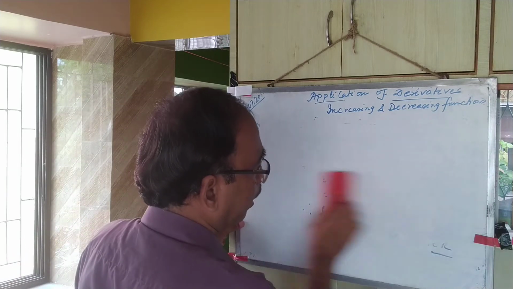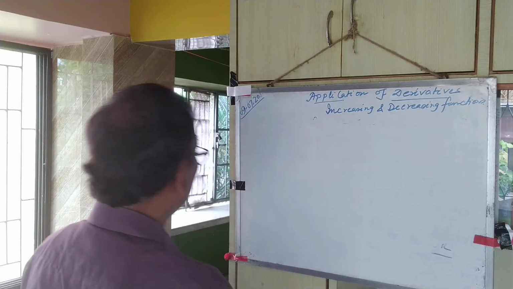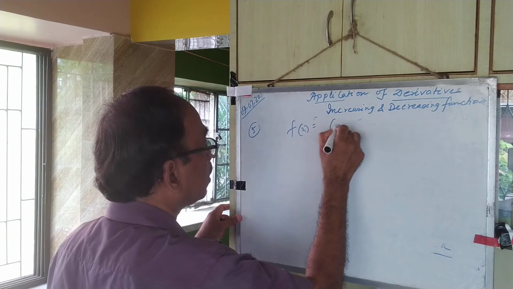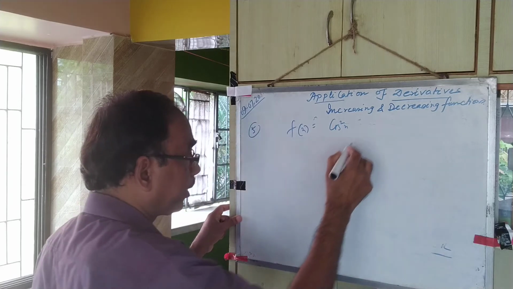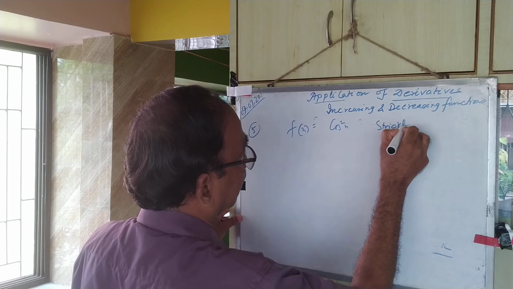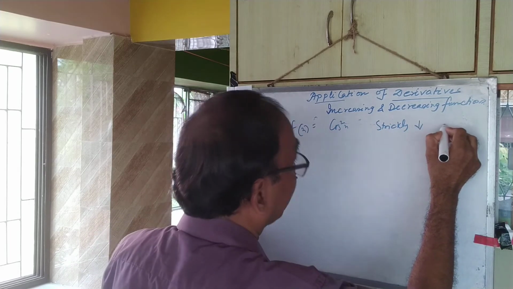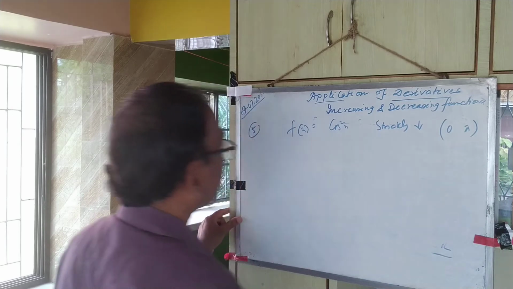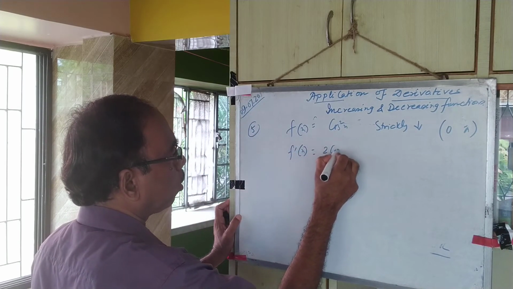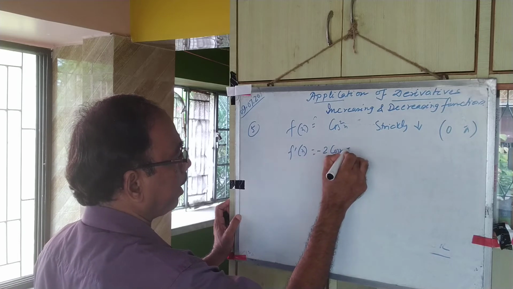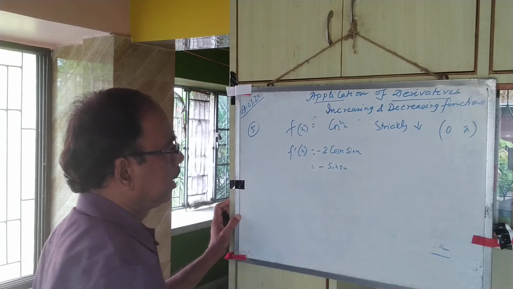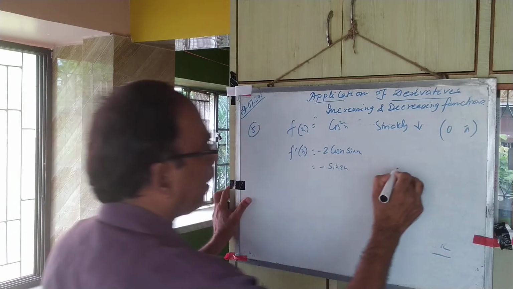Similarly, another one I can tell you, sum number 5: here f(x) equals cos square x. You have to prove it is strictly decreasing in the interval 0 to pi. Here f dash x equals 2 cos x times the derivative of cos x, which is minus sin x, that is minus sin 2x.